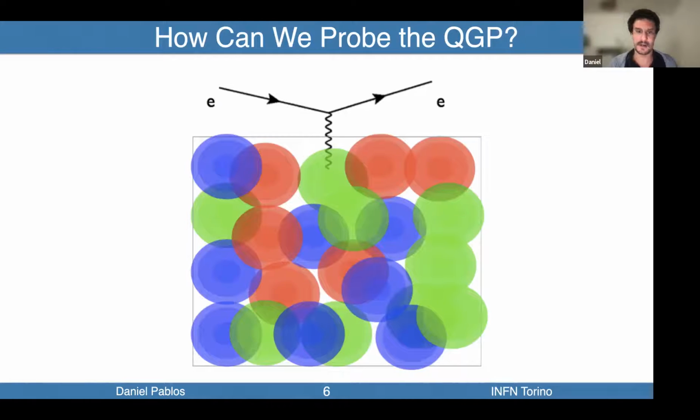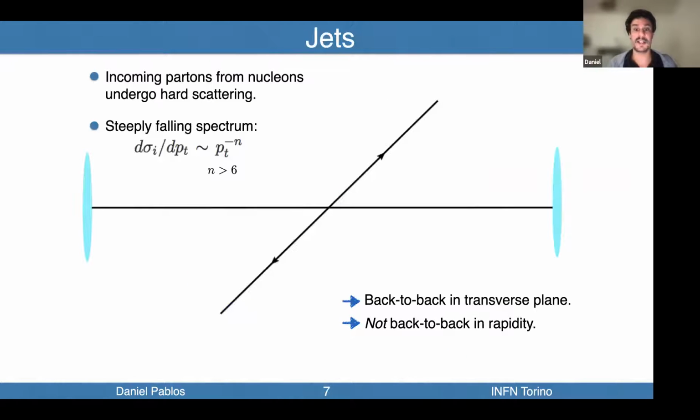There's no such thing as a fixed target experiment, because this is a system that has a very short lifetime. What we do have are jets that are produced in the collision itself. Very schematically, you have some incoming partons from the nucleons that belong to the nuclei that undergo a hard scattering. They have a steeply falling spectrum, so high pT production becomes increasingly rare. They are back-to-back in the transverse plane, but not back-to-back in rapidity because it's a hadronic collision.